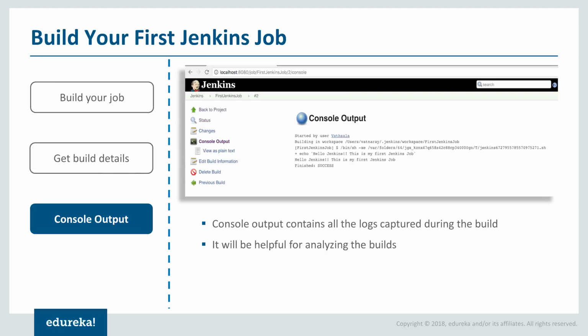So console output contains all the logs captured during the build, and it is very helpful when you are analyzing the build, especially when for some reason your build has failed and you have no clue what's going on. Console output gives you a lot of important information and you can check what exactly has gone wrong with that particular build, and you can then fix it.